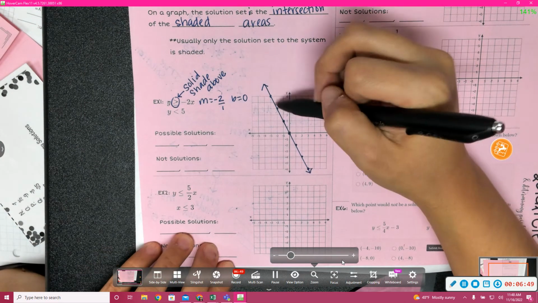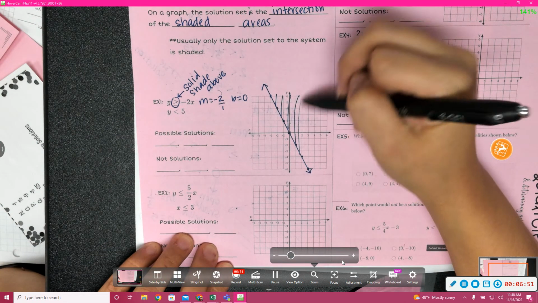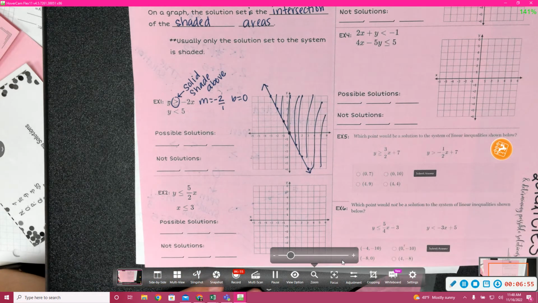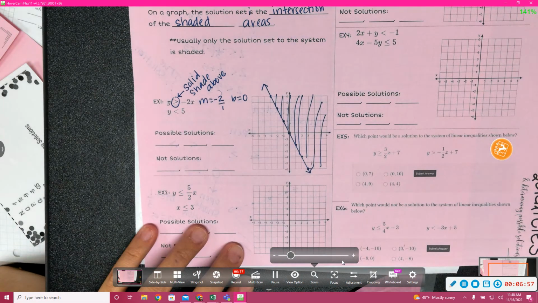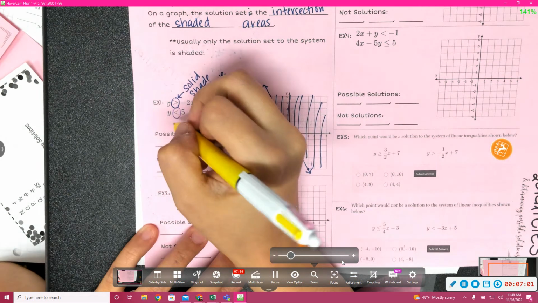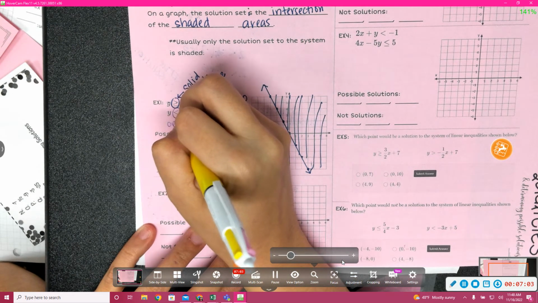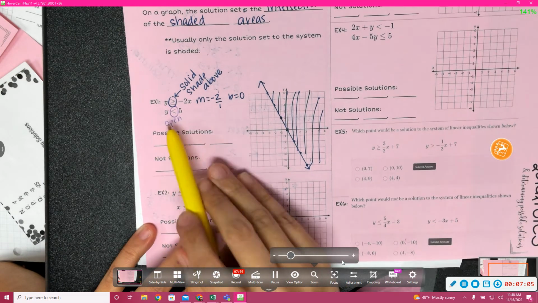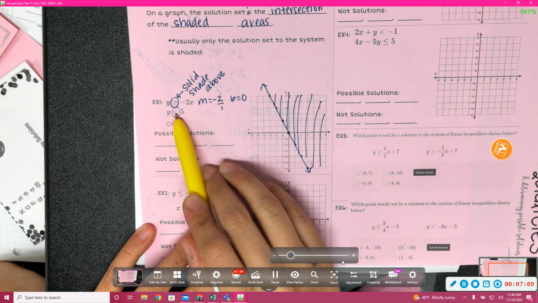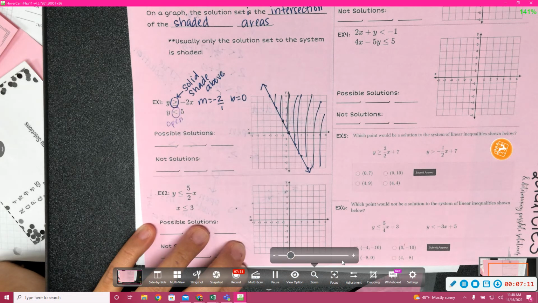And I am shading above. For my next inequality, here's my symbol, which means it's an open line, and it's y is less than. So we just have no x here, so y has to be less than 5.